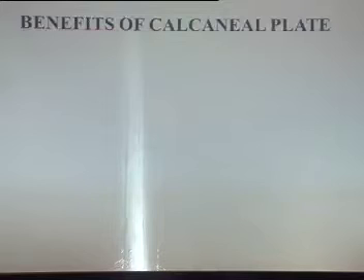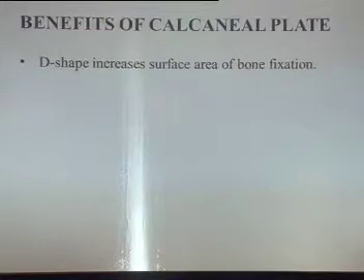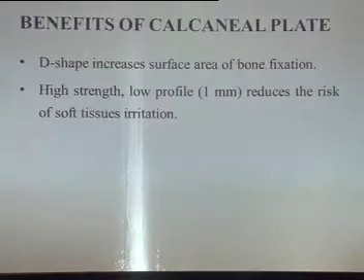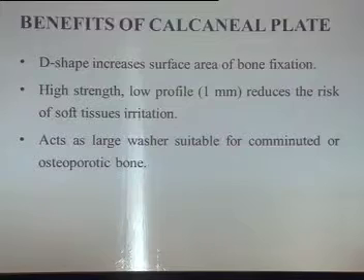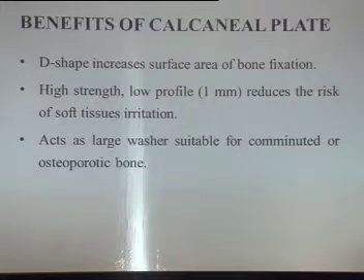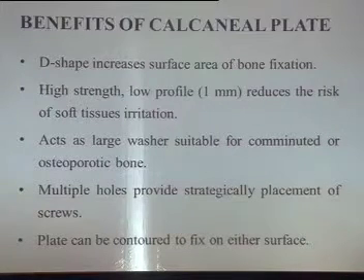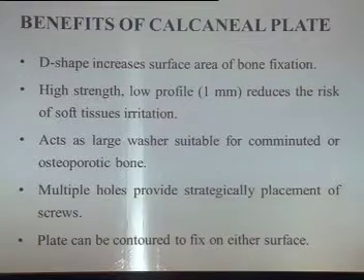So why did we choose the D-shaped calcaneal plate? Because we assume that it has an increased surface area for bone fixation. It provides high strength and a low profile that reduces the risk of soft tissue irritation. It acts as a large washer that is suitable for comminuted or osteoporotic bone. It has multiple hooks that provide strategic placement of screws, and the plate can be contoured to fix on either surface, lateral and medial as well.